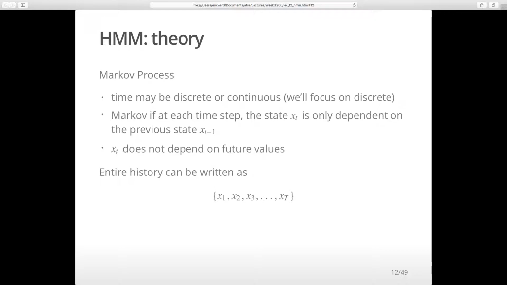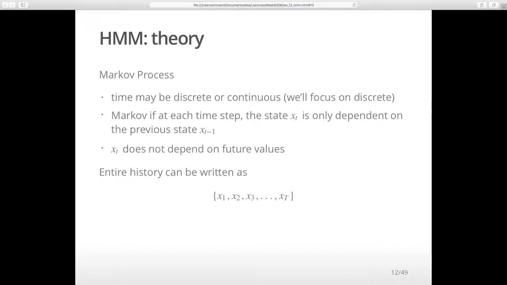Okay, so that was the overview. Now I thought I would talk about some of the theory behind HMMs. Like all of the other state-based models that we're working with in this class, the underlying process behind an HMM is a Markov process, which just means where we are now is just a function of where we were the time step before.